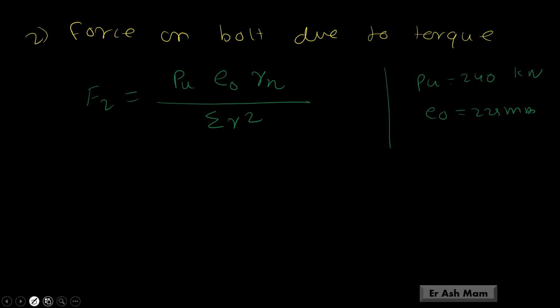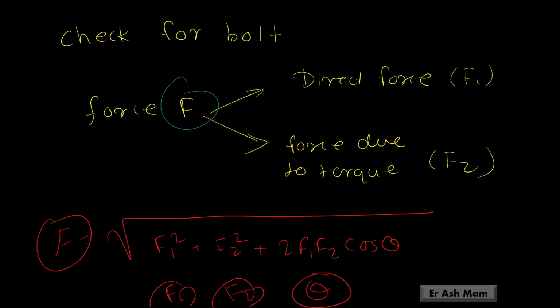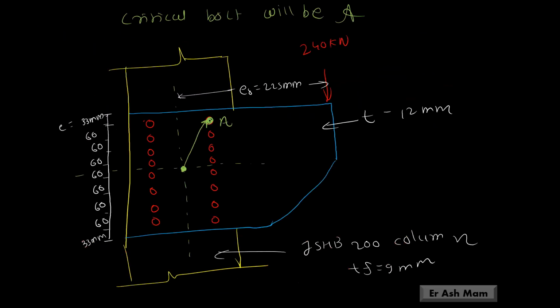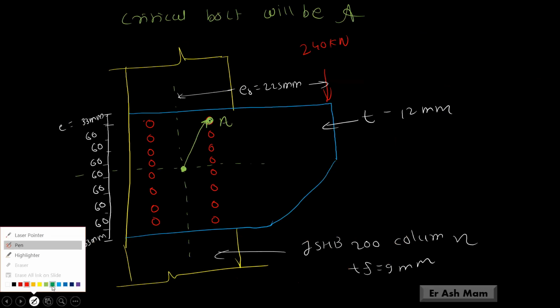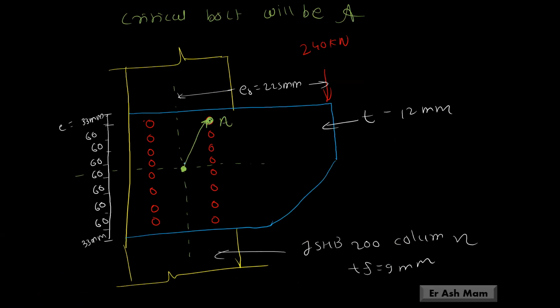Next, let's find Rn and summation of R square. What is Rn? Rn is the farthest distance from CG. I'm not going to draw one more time; we'll see from here itself. You can see here the sky blue color. If this is the center and its farthest point is A, then the distance from the center to this critical point is Rn. You can draw one triangle here.